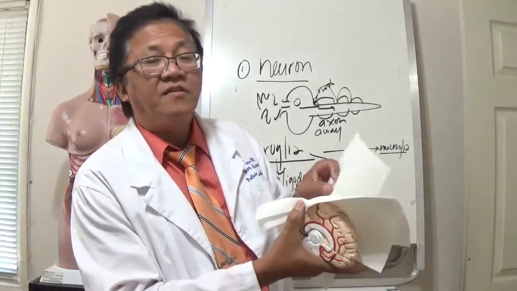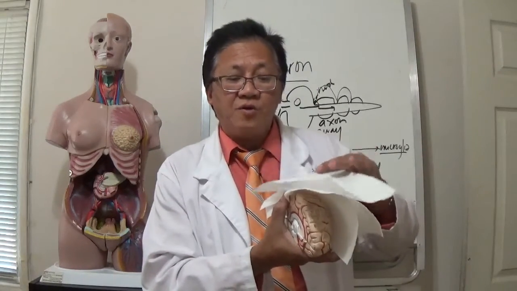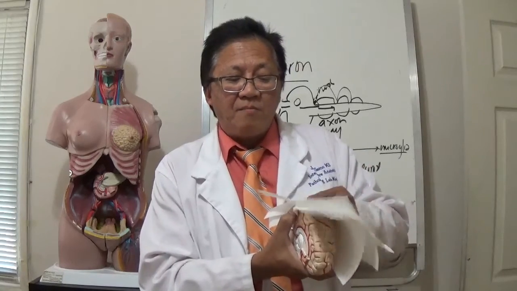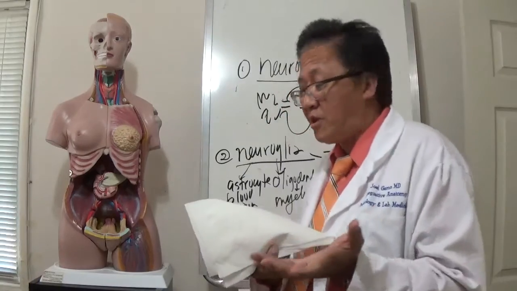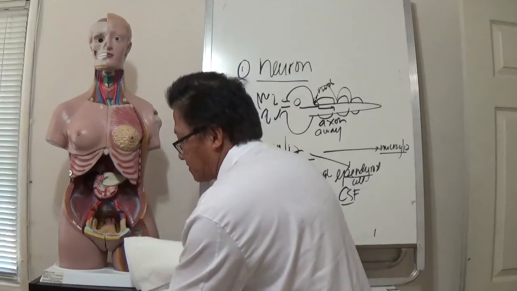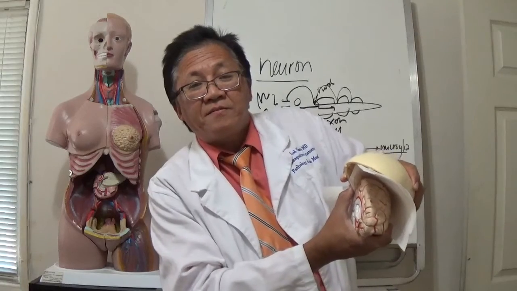And finally, the outermost layer of the meninges that protects the brain is called the dura mater, or dura. So above that would be, of course, the skull, particularly the cranium. The cranium is the one that is above the dura mater.